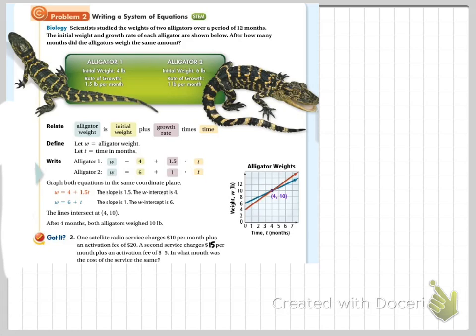So we're looking at two different satellite radio services. So the first option charges $10 per month and a $20 activation fee. And our second one charges $15 per month with a $5 fee.